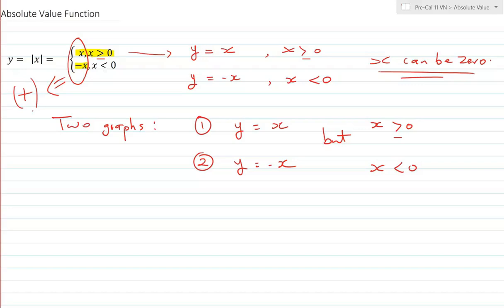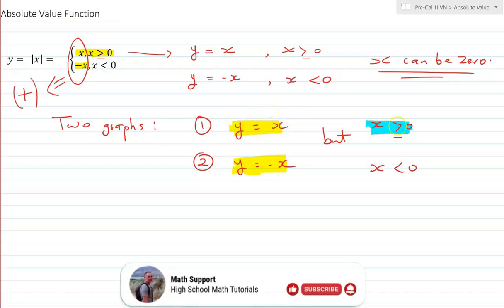When you have a situation like this, with two cases, you now need two graphs, really. In this case, there are two linear graphs that you have to deal with. One is y equals x, just like that. And then the next one is y equals minus x. But for each of these, there is a restriction. x has to be greater than 0 for the first part. That means if x is positive, that's what it's asking you to do.